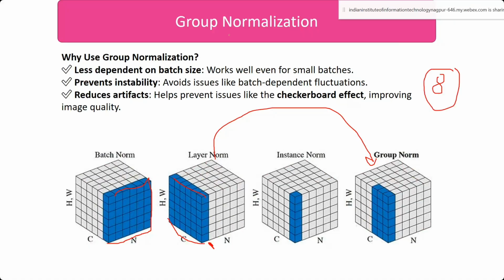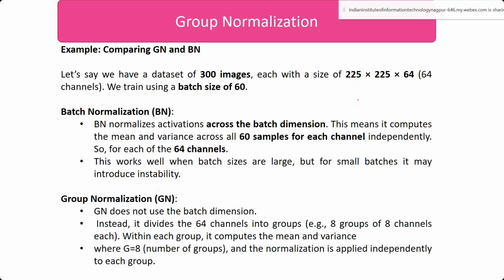So what is the advantage of it? It is less dependent on batch size. It works well even for small batches. It prevents instability and avoids issues like batch-dependent fluctuation. It reduces artifacts, such as the checkerboard problem. So for small batches also it will perform well.